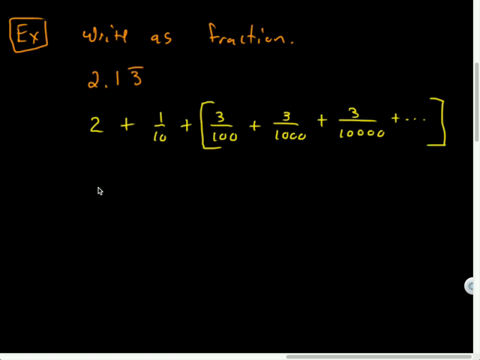So this will be 2.1 plus whatever I've got over there, right? So what is a sub 1 in this list? 3/100ths. And what is r in this? 1/10. If I'm starting here, I'm only adding one 0 to each of these. So that's why r is 1/10.